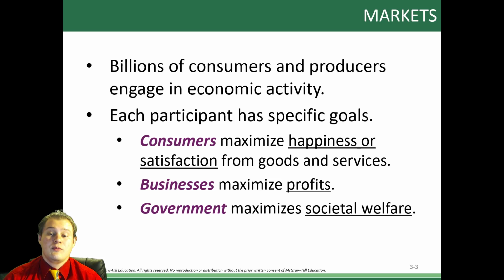We have a consumer group. Their goal is to maximize happiness or satisfaction from goods or services. This is what we as consumers like to do. Why do I go get video games? So I have more happiness and satisfaction. Why do I go get ice cream? More happiness and satisfaction. And the key word is maximize. We're trying to figure out the best set of goods and services that make me happy and satisfied.